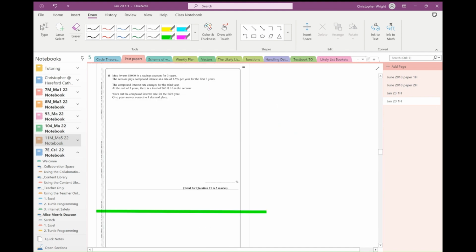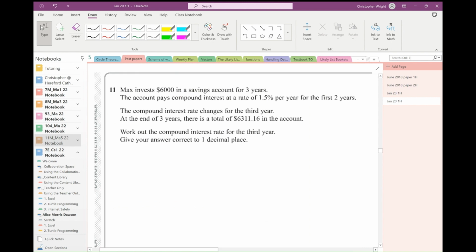Okay, let's have a look at number 11. Max invests $6,000 in a savings account for 3 years. The account pays compound interest at that rate for the first 2 years. The compound interest rate changes for the 3rd year. At the end of the 3 years, there's a total of that much. Work out the compound interest rate for the 3rd year. Give your answer to 1 decimal place.